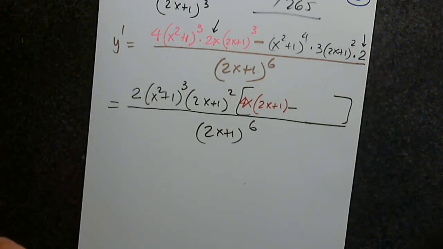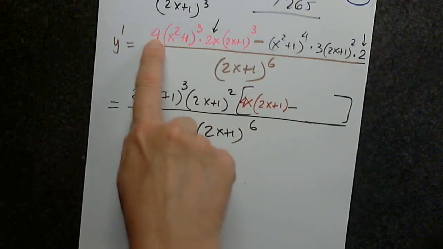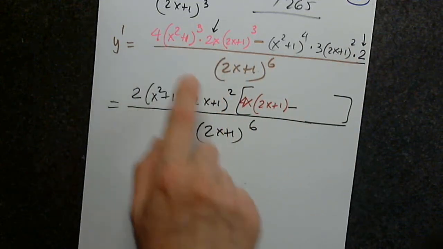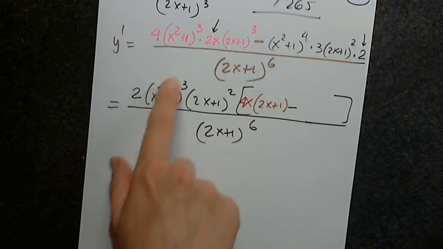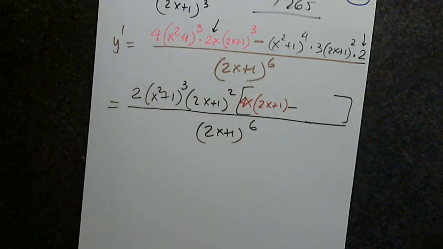Go ahead. Can we factor out 2? Yes, this 2 and this 2, but not the 4. Okay. So I still have a 4x. I have nothing from here, but a 2x plus 1.